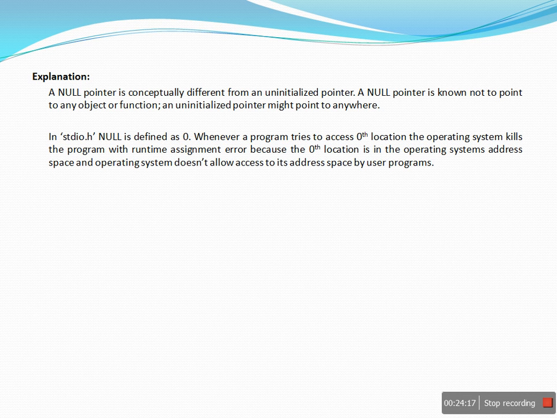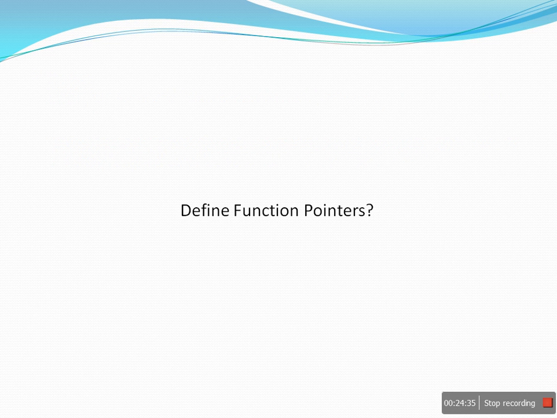Whenever a program tries to access the 0th location, the operating system kills the program with a runtime error, because the 0th location is in the operating system address space, and the operating system doesn't allow access to its address space by user programs. So, define function pointers.